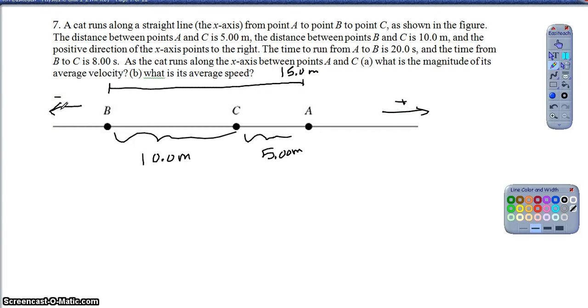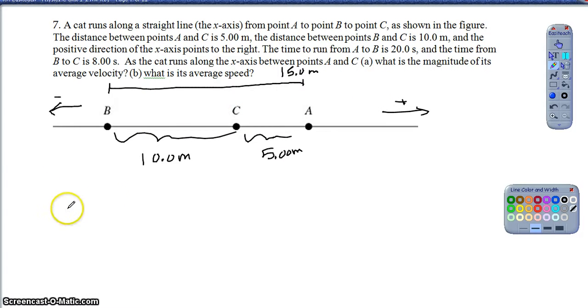Okay, so the time it takes to run from A to B is 20 seconds, and the time that it takes to run from B to C is 8 seconds. As the cat runs along the x-axis between points A and C, what is the magnitude of its average velocity and what is the average speed? Okay, so again, the motion of the cat here: he starts at A, he runs over here to B, and then he runs back to C.